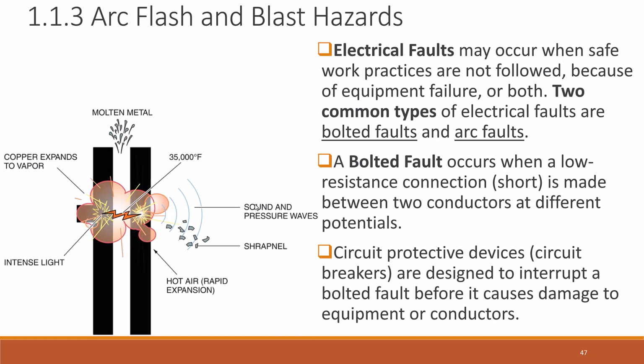Arc flash and arc blast. Well, electrical faults occur when there's equipment failures. Basically, two common types of electrical faults are the bolted faults and the arc faults. The bolted faults occur when something shorts out two conductors. So you can have two different conductors at different electrical potentials, the hot wire and another hot wire, or a hot wire and a neutral wire, or the hot wire and the ground wire. And you have a short, and it typically turns into an arc flash a lot of times.